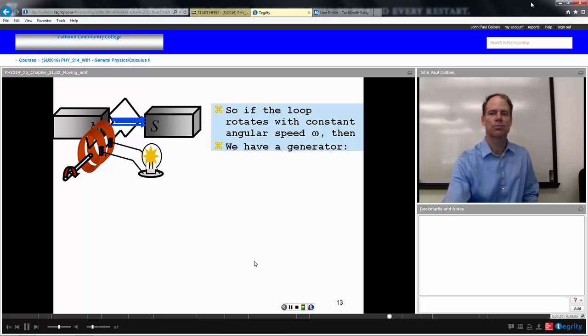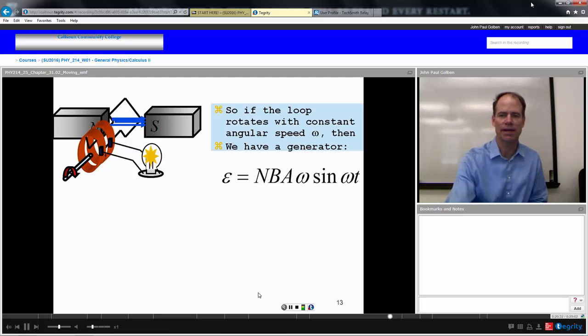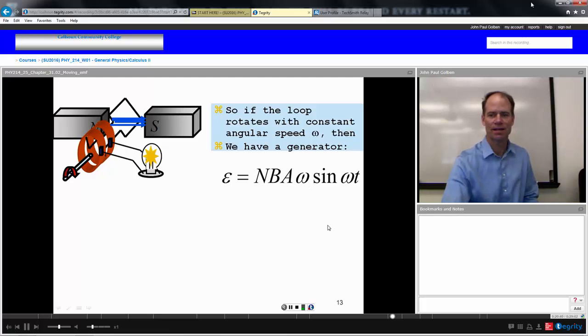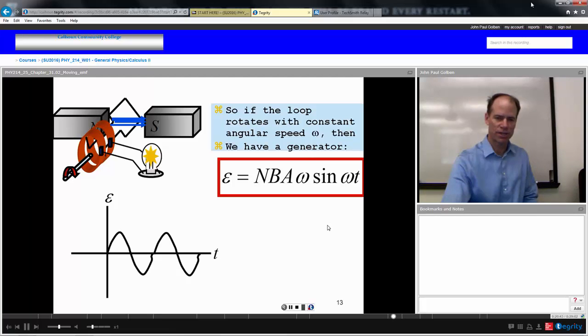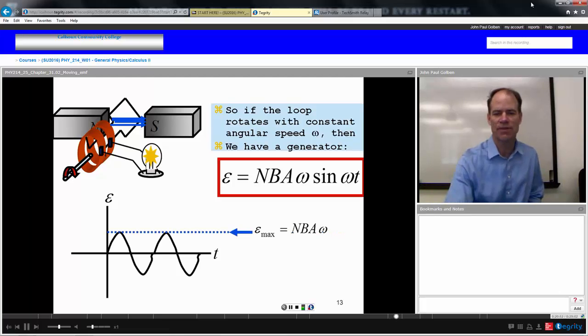If this loop rotates with the angular speed omega, we have a generator, and the voltage of that generator will equal the number of turns, the field times the area, N B A omega, sine omega t. We will generate a sinusoidal voltage. And if there's resistance there, it'll be a sinusoidal current with a maximum value proportional to N B A omega.